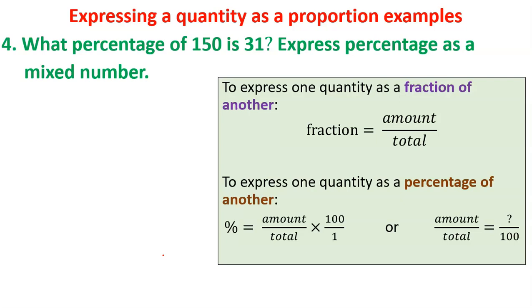So what percentage of 150 is 31? Again, the key thing, I would suggest, is that we write down what is the amount and what is the total. So we've got the amount. Now in this case, the amount is 31 because it says what percentage of 150 is 31. So 31 is the amount. And the total is actually 150.